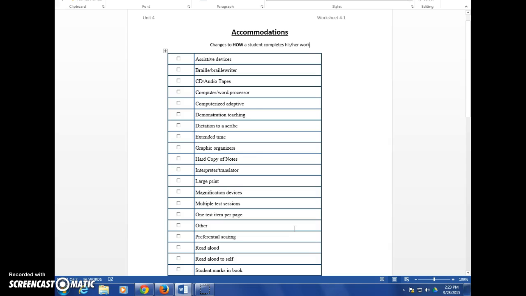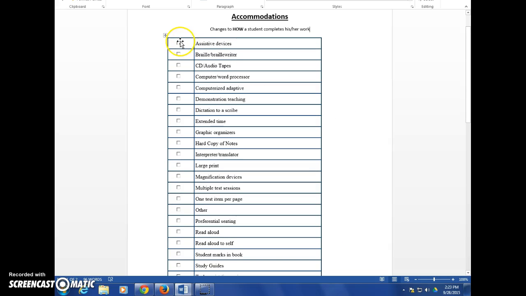Now, the thing is, as you look at these, as a special ed student, you can get some of these, but you don't automatically get them if you ask for them. They have to be something that is helpful to someone with your specific disability.